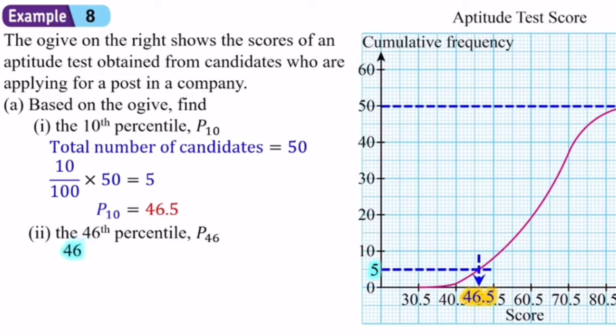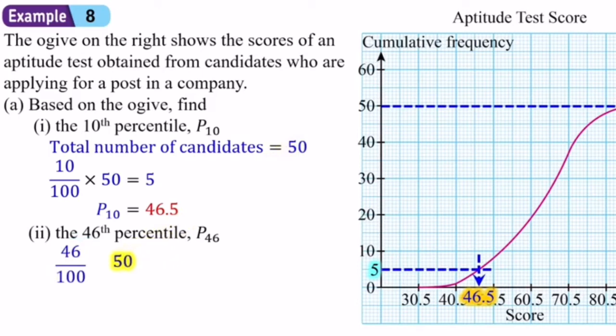Okay, then the 46th percentile is actually 46 over 100 times 50. So let's multiply carefully. 46 per 100 times 50. If you press your calculator, what number will you get? So let's work it out. 46 over 100 times 50.